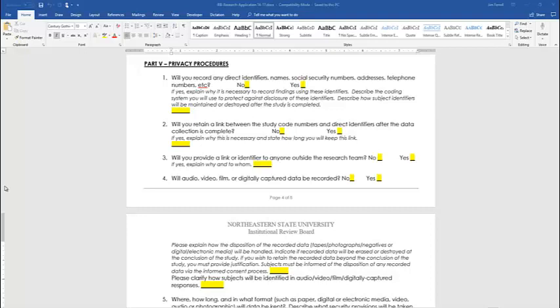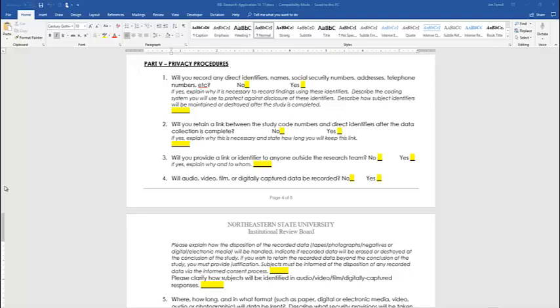Now there's some important terminology that we'll mention here that sometimes we have to correct researchers, and that's the difference between a confidential study and an anonymous study. A confidential study means that the researcher knows who participated in the research. An anonymous study means that the researcher does not know who participated in the research.